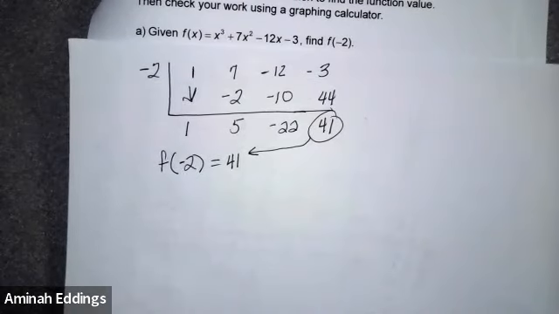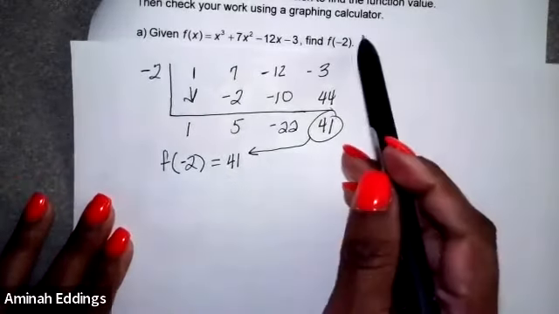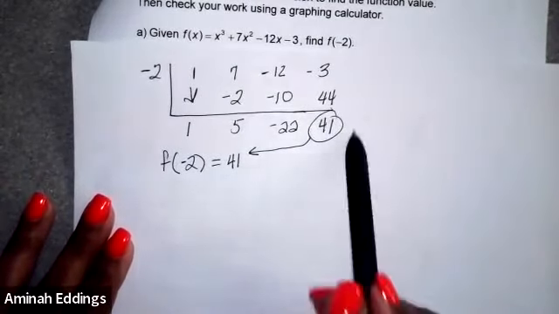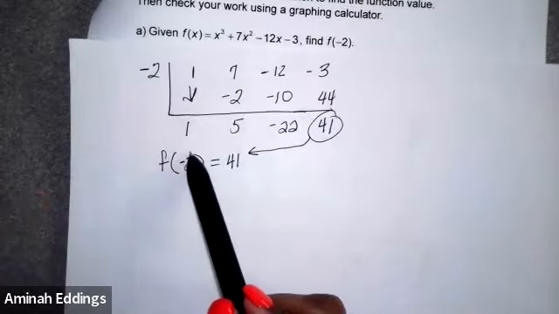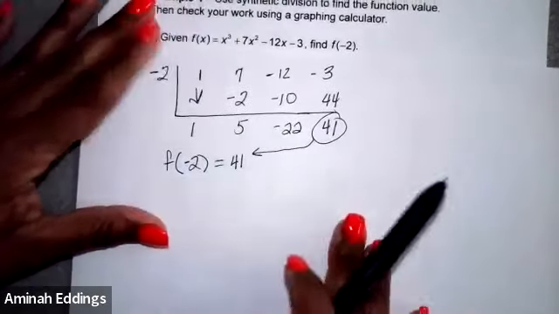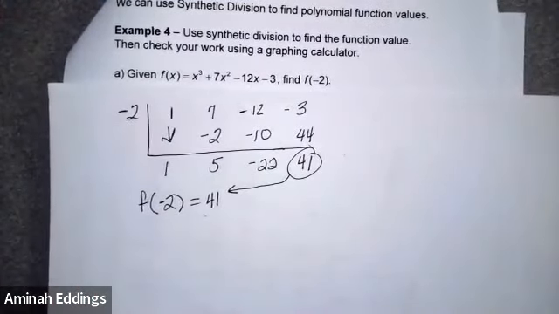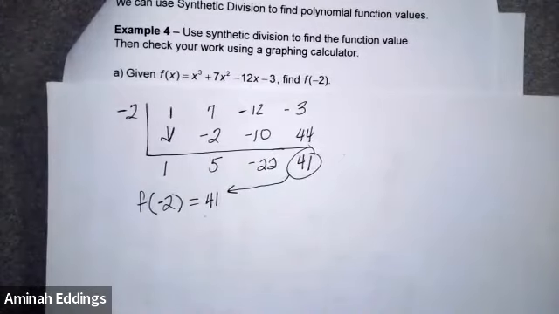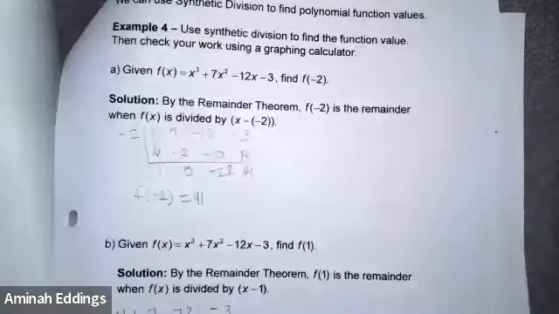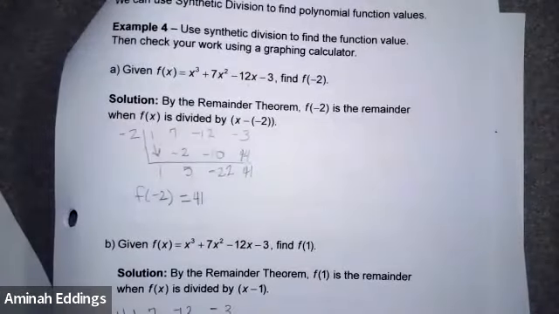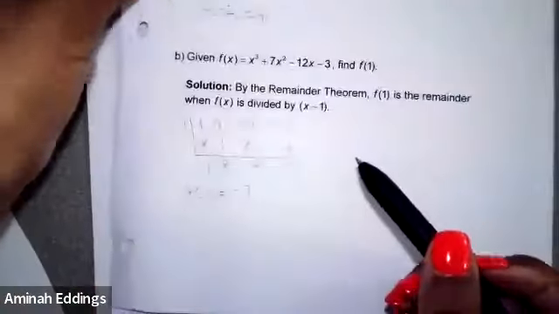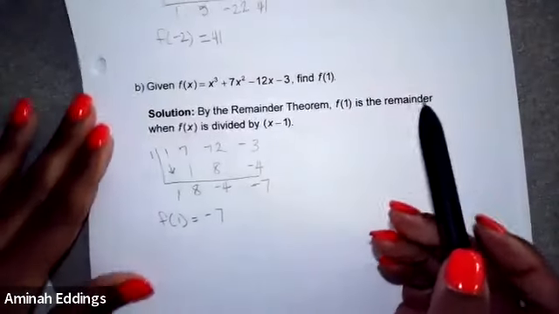Good? Okay. So here we were simply looking for this function value, so that's our remainder. That means if we were to take -2 and substitute it in, then our answer would be +41. And that's how you use the remainder theorem. All right, so I think we have the hang of that. So let's just walk through this one.